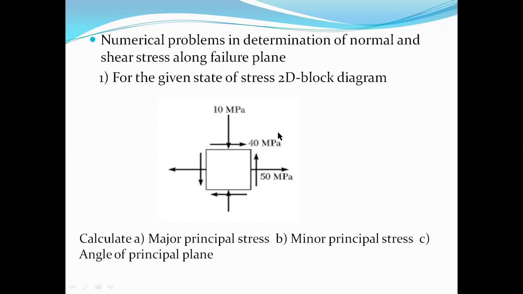So given this state of stress in a 2D block diagram, you are asked to find out the major principal stress, the minor principal stress, and the angle of the principal plane.